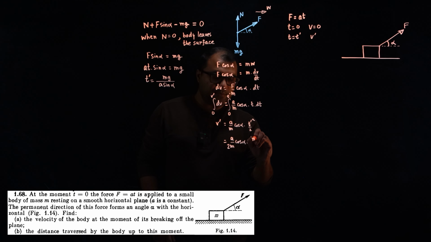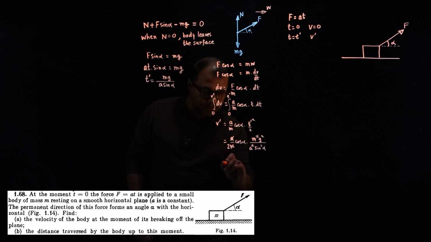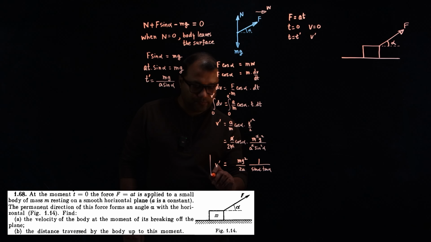So t dashed square is m square g square divided by A square sine square alpha. So m, A, we can cancel. We can write this as mg square by 2A, and cos alpha if I bring down, we can write this as 1 by sine alpha times tan alpha. So that's my value of v dashed.